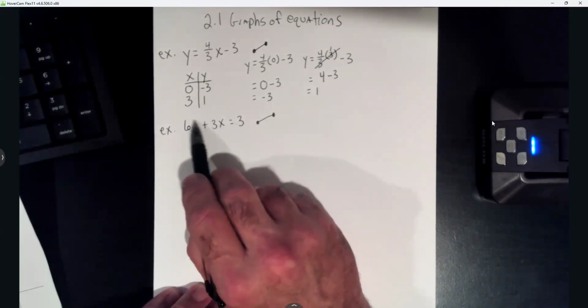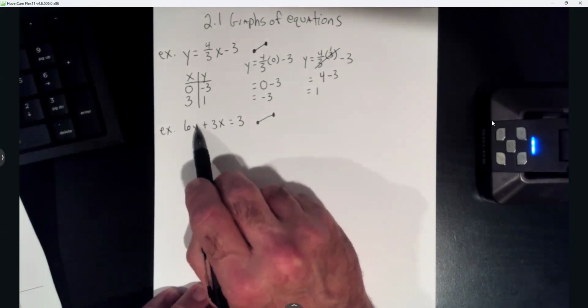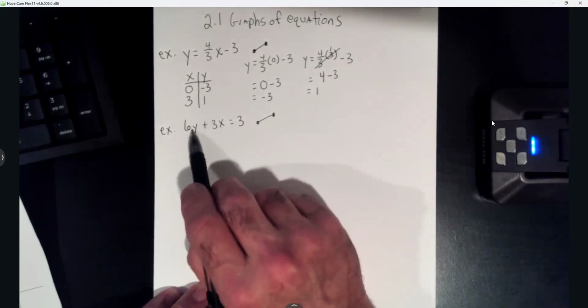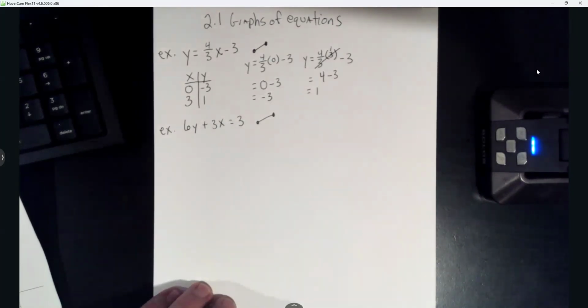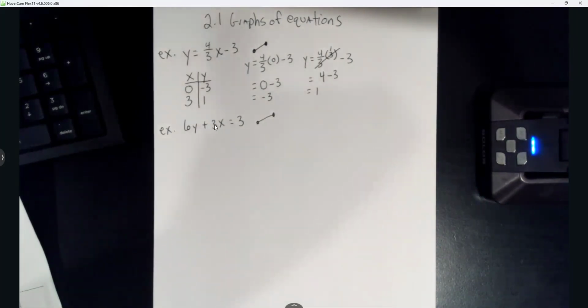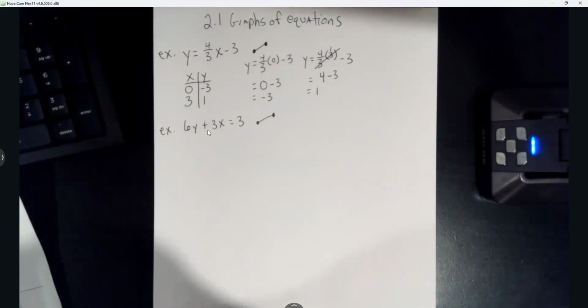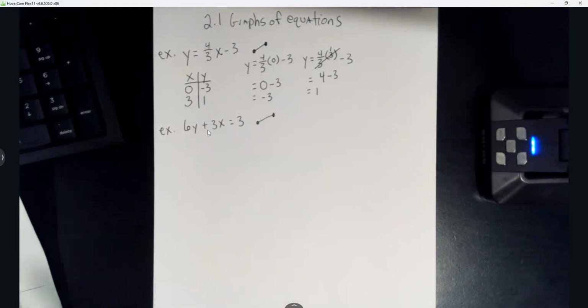So y'all, what move could you do to get this 6y by itself on that left side? So let me ask you this. How could you move this 3x to the other side of this equation? And y'all, here's the trick on those. So let me see, my chat's lighting up.